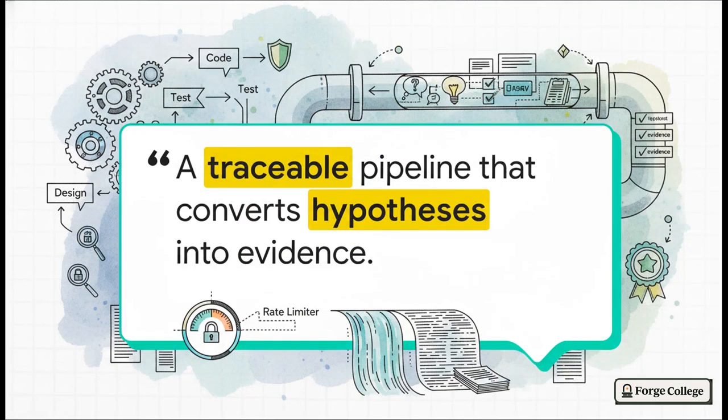Keep this core principle in mind as you work. The SDLC phases you write down are not bureaucratic steps, but a traceable pipeline that converts hypotheses into evidence. You are hypothesizing that a rate limiter makes you secure. The pipeline is how you generate the hard evidence to prove it. This traceable pipeline is exactly what elevates your capstone from a simple set of coding features into a highly defensible, auditable design.